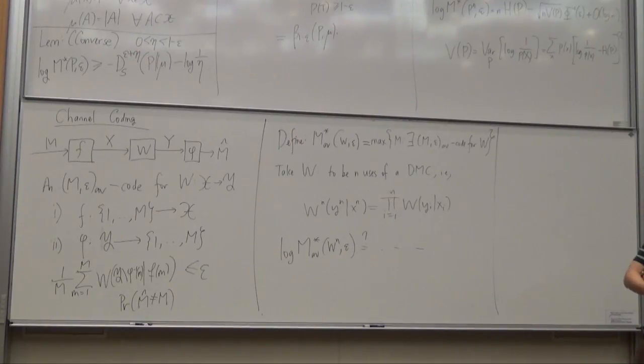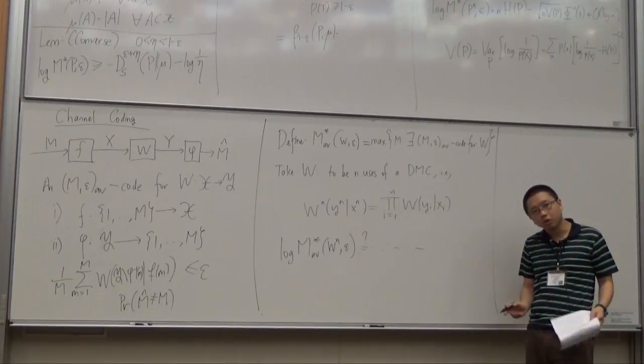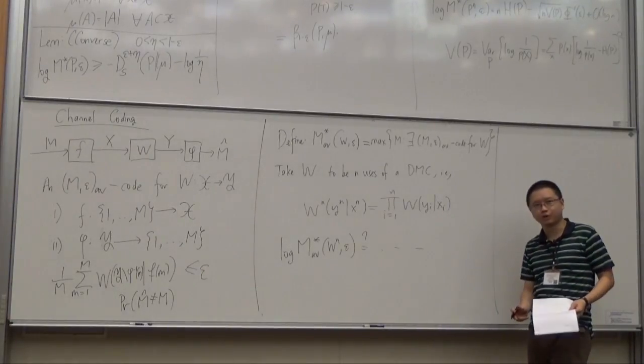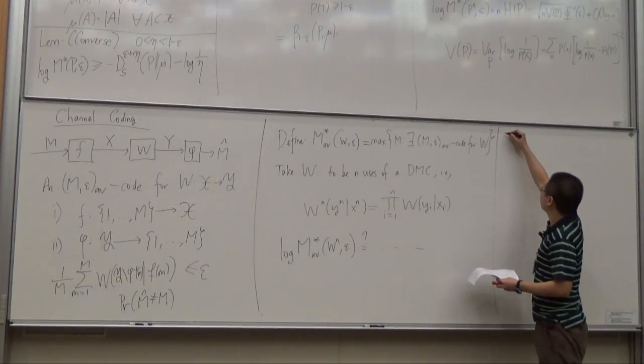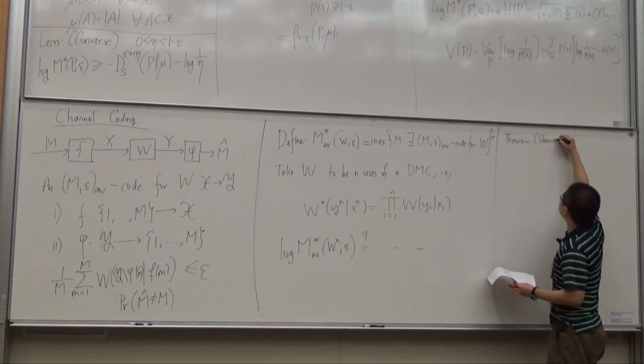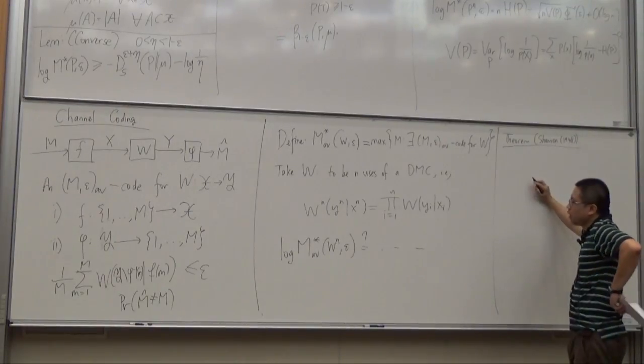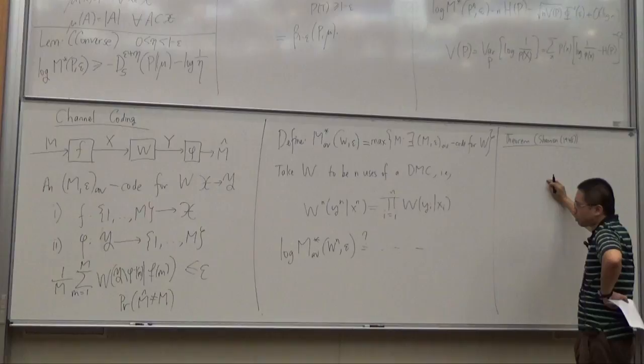Now a very natural question is, what do we already know? Just like in the source coding case, we ask the question, what do we already know, and what are we after? What are we trying to refine? So here, let us take a theorem: Shannon's theorem, together with Wolfowitz's strong converse.